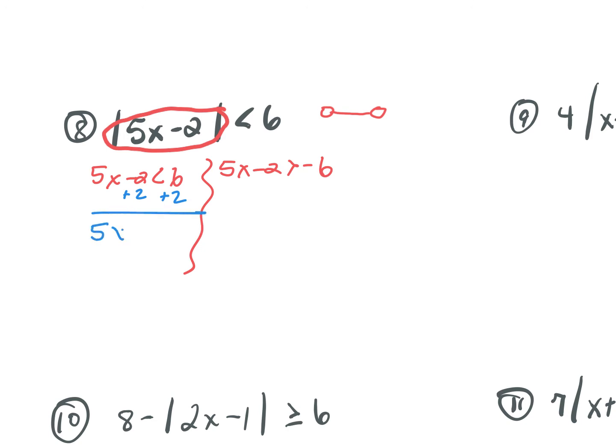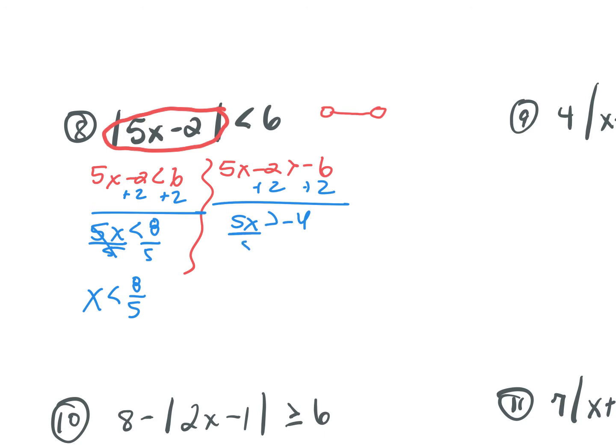I have 5x is less than 8. Divide by 5. So x is less than 8 over 5. And then over here, add 2. 5x is greater than negative 4. Divide by 5. And x is greater than negative 4/5.